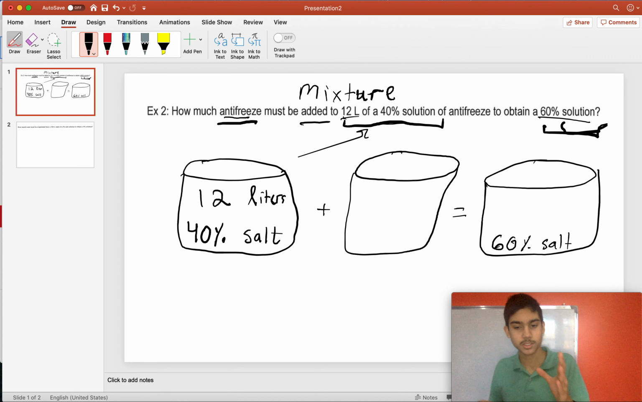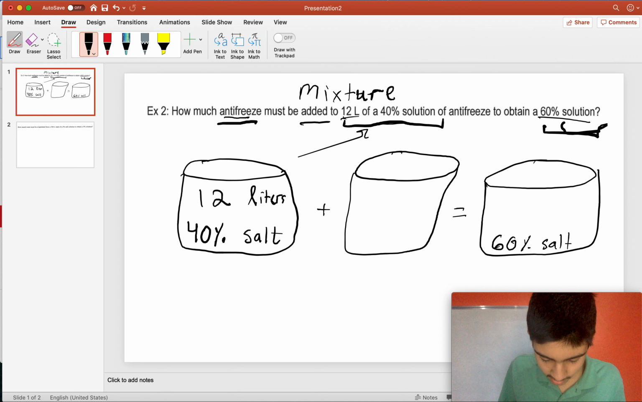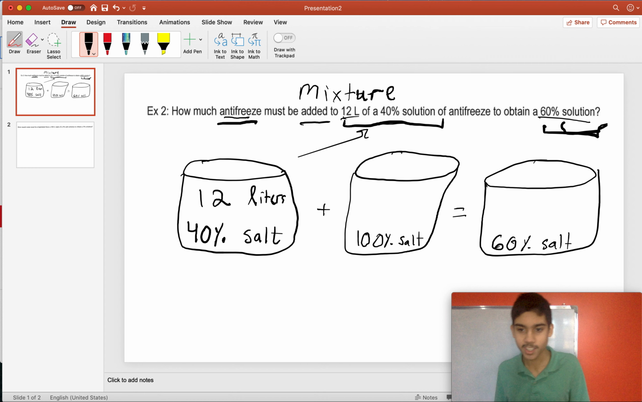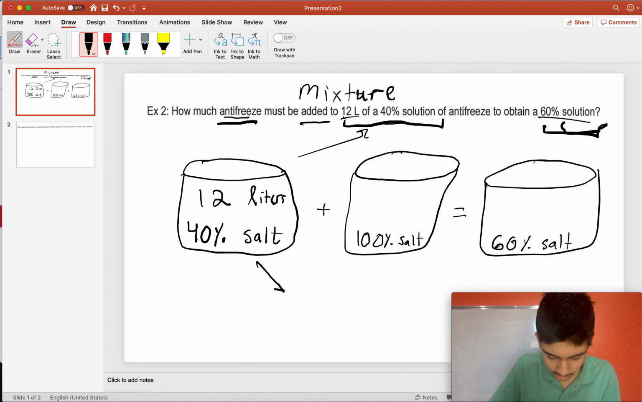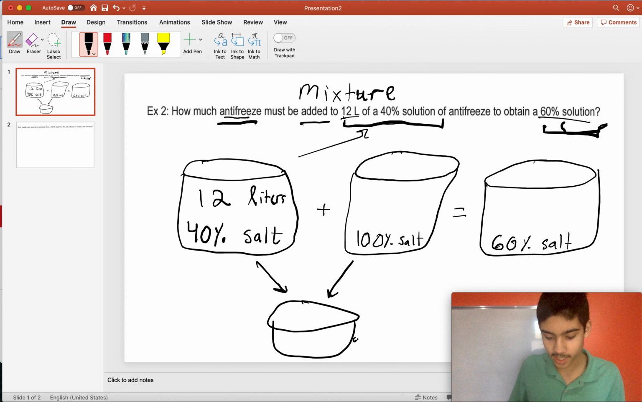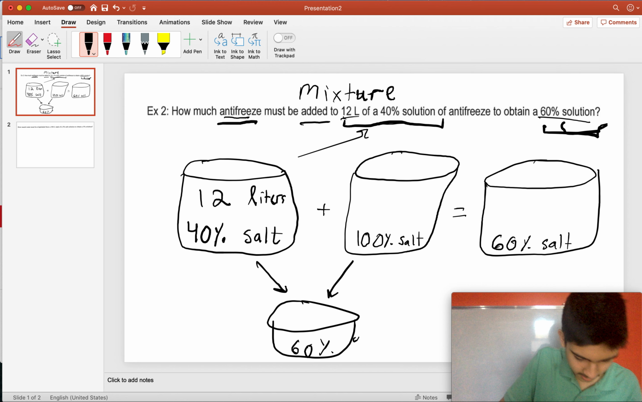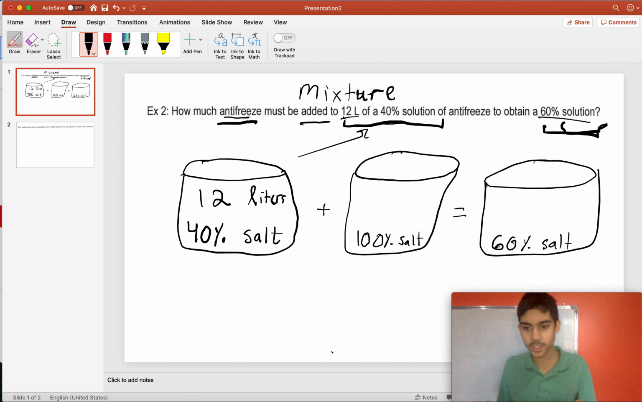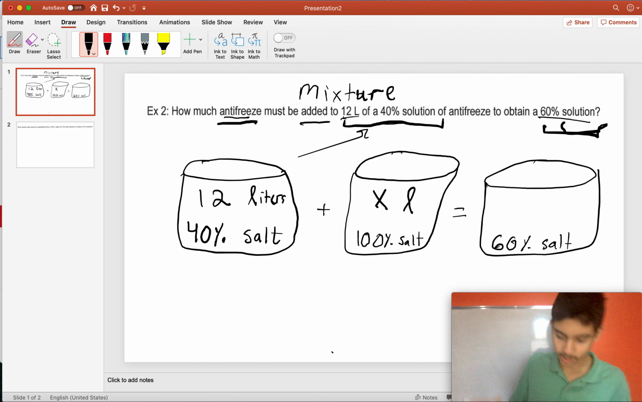Alright, and so it makes sense that this guy has to be 100% solution, or 100% salt. Right? So it's like adding until when we put both of these containers together, we're going to get one big one, and it's going to have 60%. Okay? And we don't know how many liters, that's why they're asking how much must be added. So we'll just say X liters.